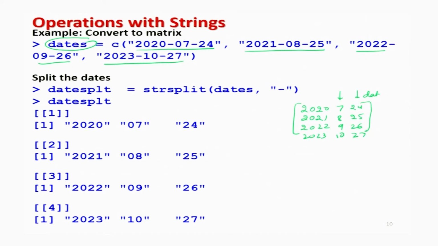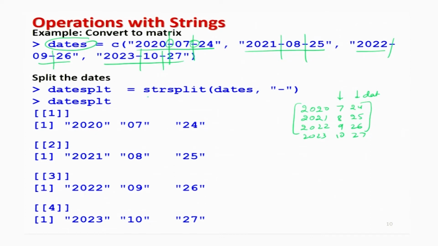is 7th October, right. So first I try to make a split of this data vector of 4 dates at a point wherever I have this hyphen. So you can see here this will be split here, then here, then here, then here, then here, right.